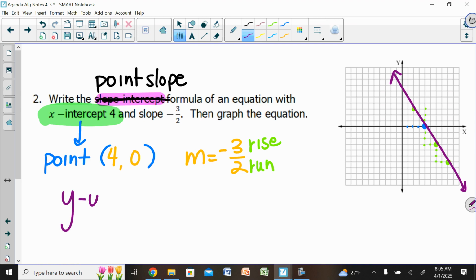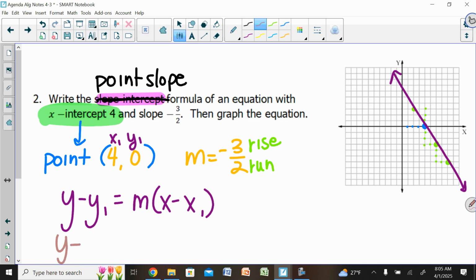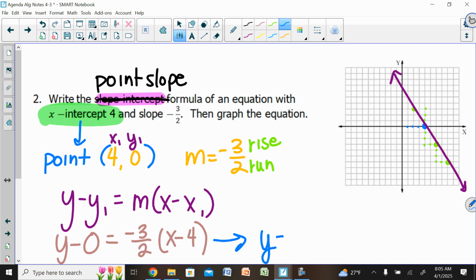So if I'm going to put that into my point slope formula, this is my x1 and y1 that was sneakily given to me, and I know my slope. So I'm going to do y minus 0 equals my slope, -3/2, and then x minus 4. If I were really wanting to think about this problem, I would just say that's the same as y equals -3/2 with the x minus 4, because y minus 0 is just y.